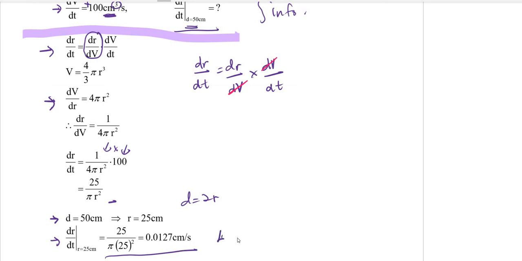Please give your answer at the very least in 4 decimal places. And also don't forget the unit. The unit is centimeter per second, because dr/dt, the radius, is in the unit of centimeter.